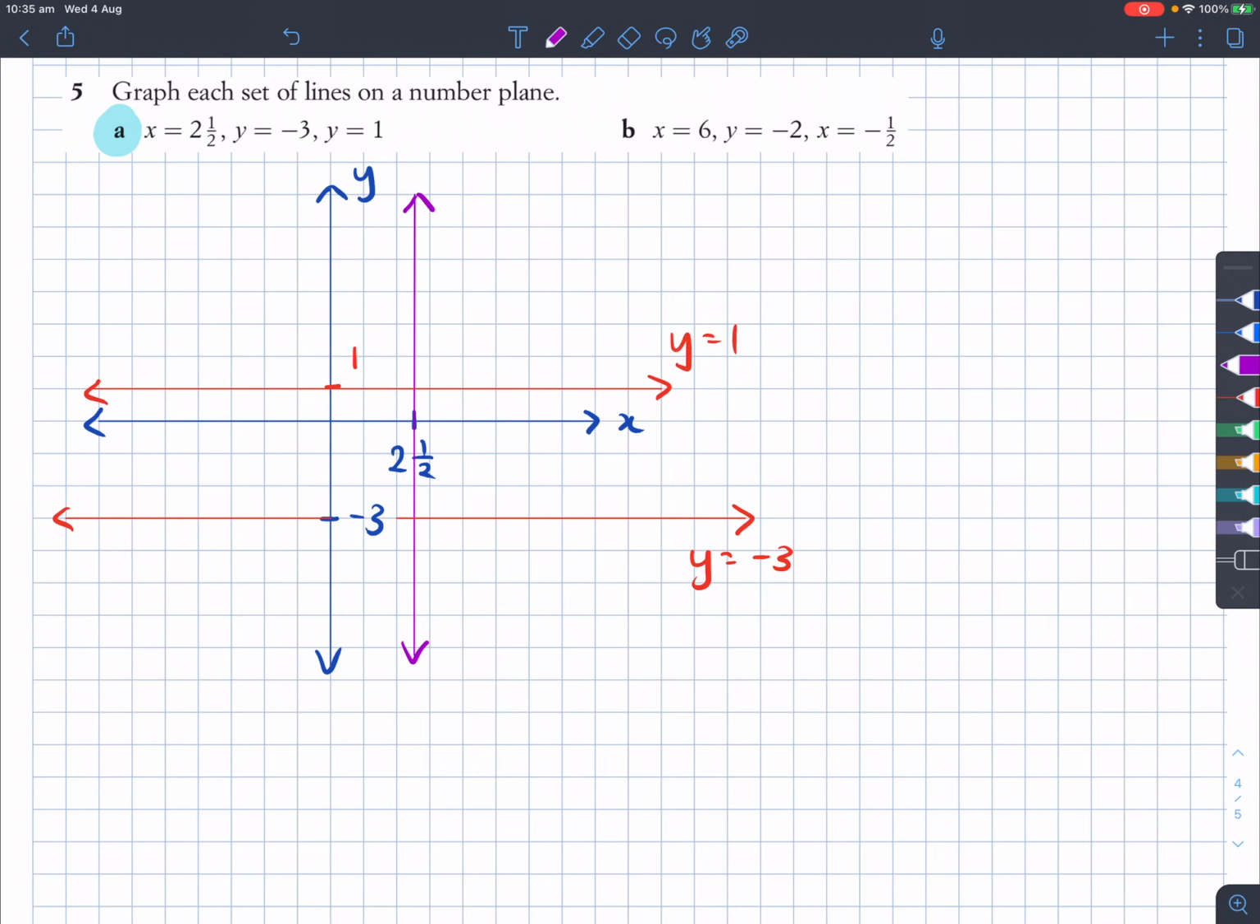So it'd be a good idea to actually label what these graphs are. So on your page, write x equals 2.5, y equals 1, and y equals -3 once you're done. And that'll help you do question B later on for homework. Right, I'm going to move on to the last question, so pause the screen if you need to.